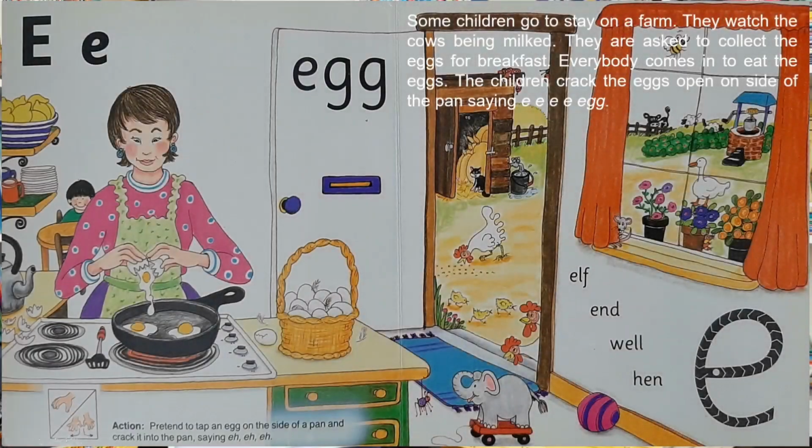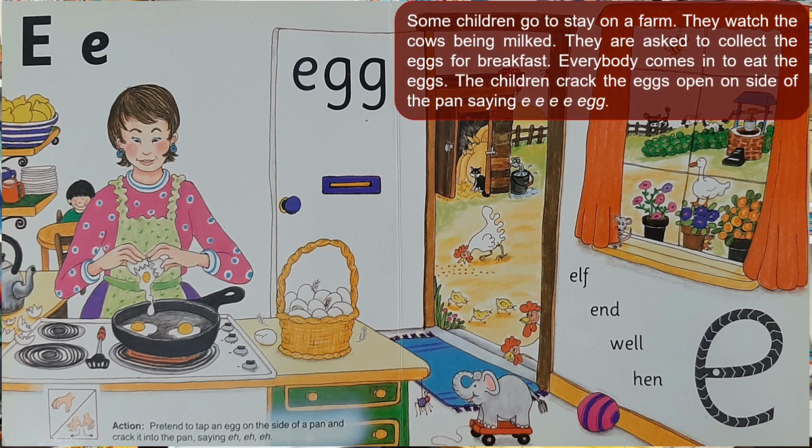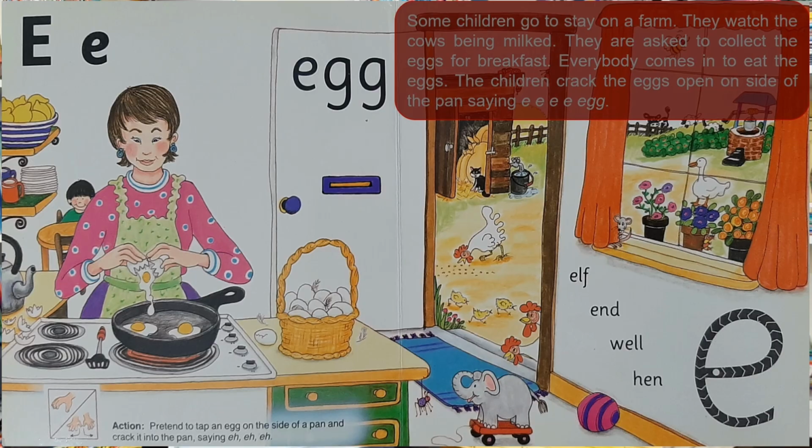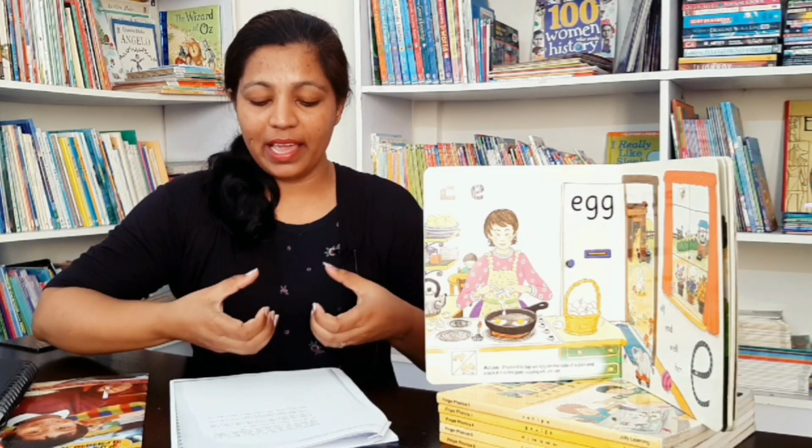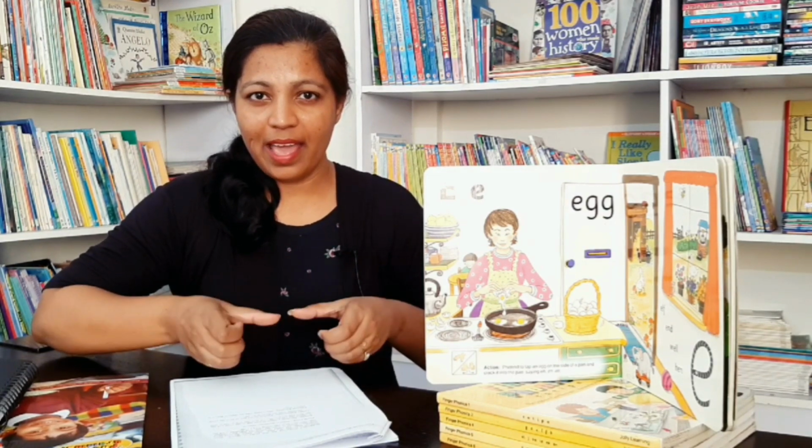The next letter sound is eh. And the storyline suggested for it is: some children go to stay on a farm. They watch the cows being milked. They are asked to collect the eggs for breakfast. Everybody comes in to eat the eggs. The children crack the eggs open on the side of the pan saying, eh, eh, eggs. And the action for this goes like this.